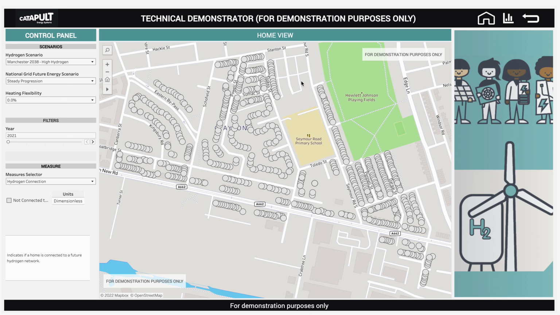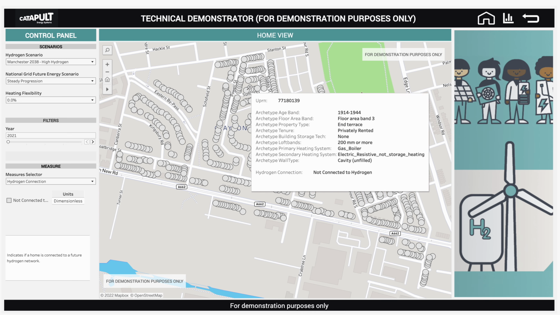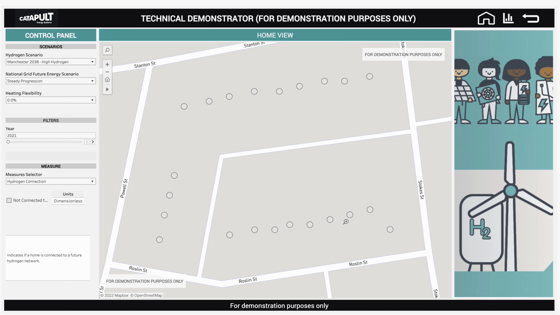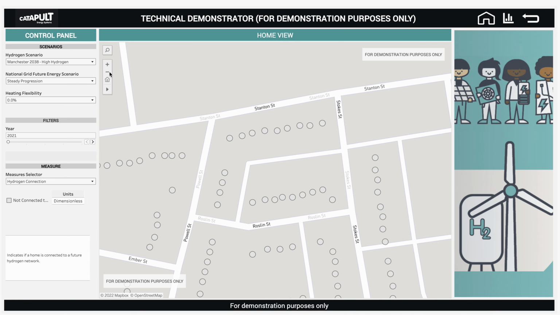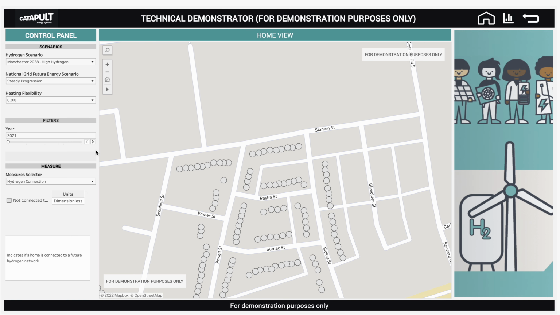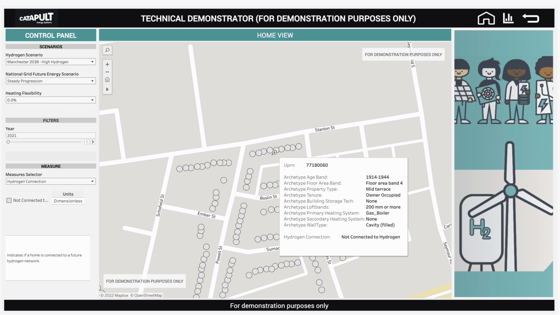So that gives you the ability to really drill in. We can zoom right in as well. If we go to that small area and see the individual properties, we can do that. We can zoom right out. So that is a very quick whistle-stop tour of the technical demonstrator.